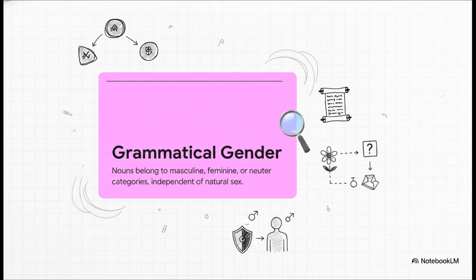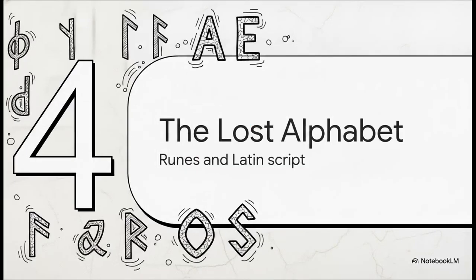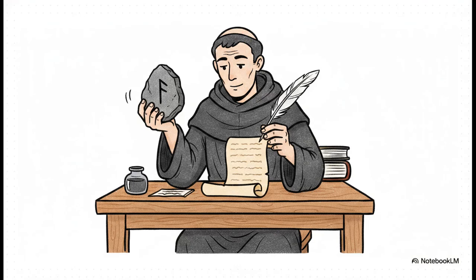No way, right? This entire system of grammatical gender has completely vanished from modern English, which is a huge reason why the old version feels so utterly foreign to us now. Let's check out Section 4, decoding the lost alphabet. So let's solve the mystery of why Old English looks so visually bizarre on the page.